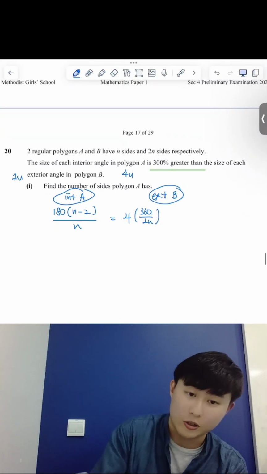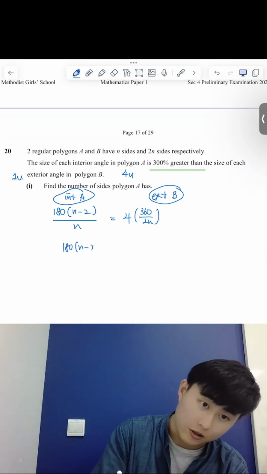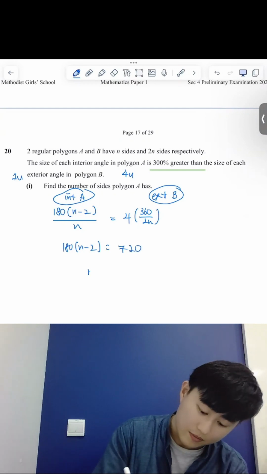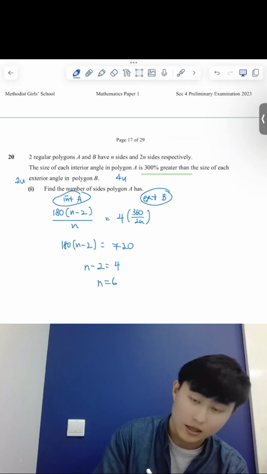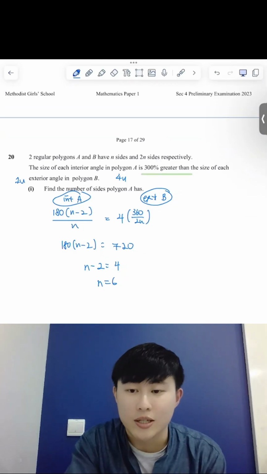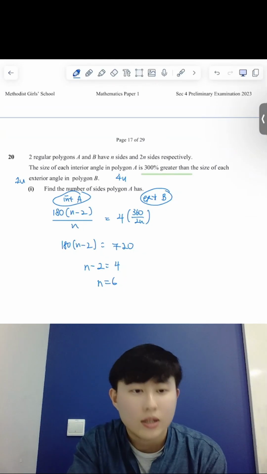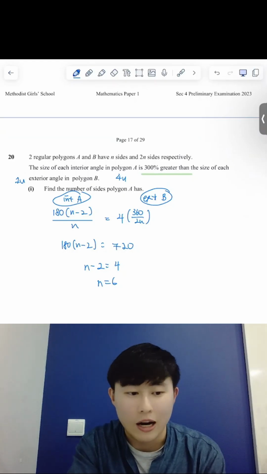Now I'm going to solve, very, very quickly. I'm going to end up with this. n is equals to 6. So I wouldn't say that this question is difficult, but it's more new. It will take some time for you to go and figure out.